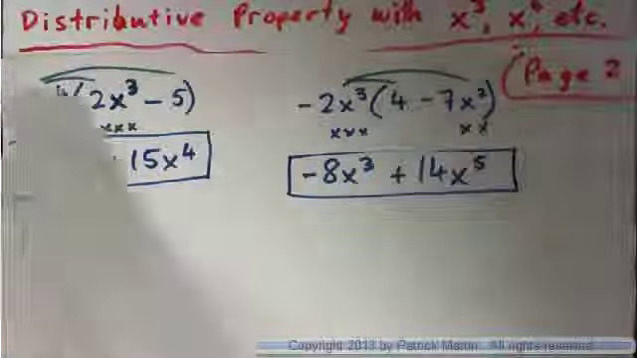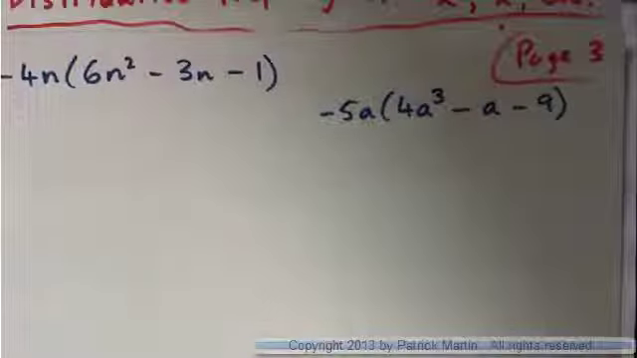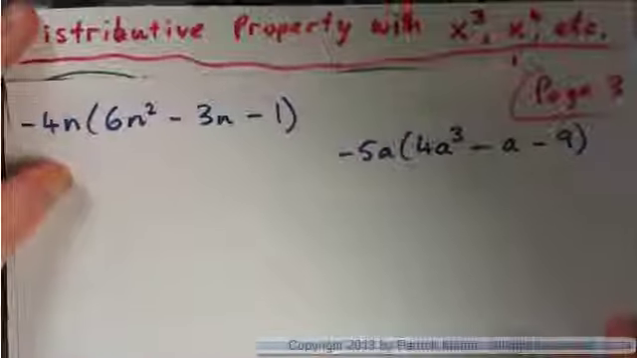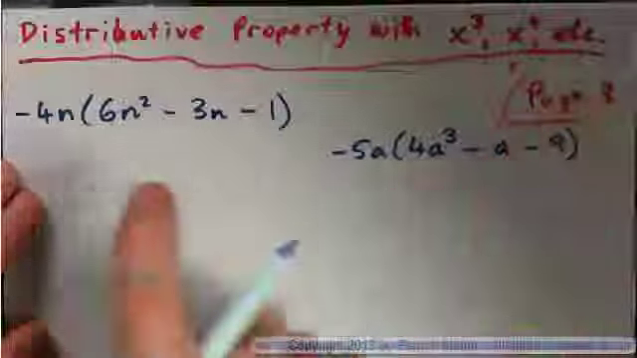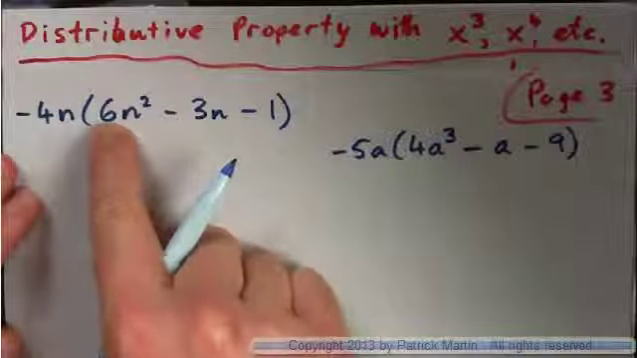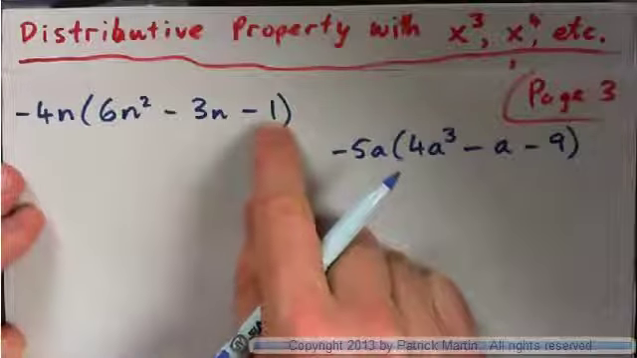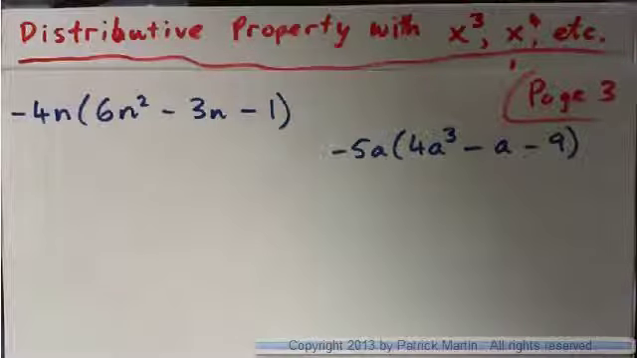Now, page 3, similar situation. Only we have 3 terms inside the parentheses this time. So negative 4n times 6n squared minus 3n minus 1. Press pause and have a go at it. See what you think you do with this.